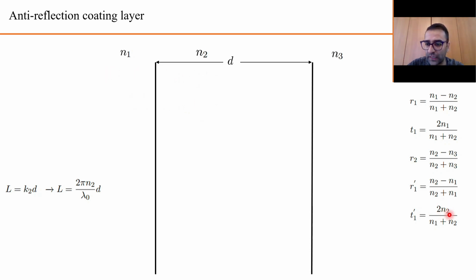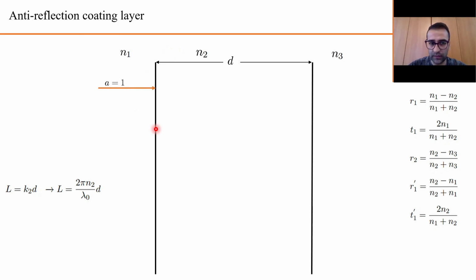Therefore, it will be 2N2 divided by N1 plus N2. Let's assume that we have a wave with the amplitude of unity and the phase is 0. Therefore, what will happen to this wave when it reaches this interface?